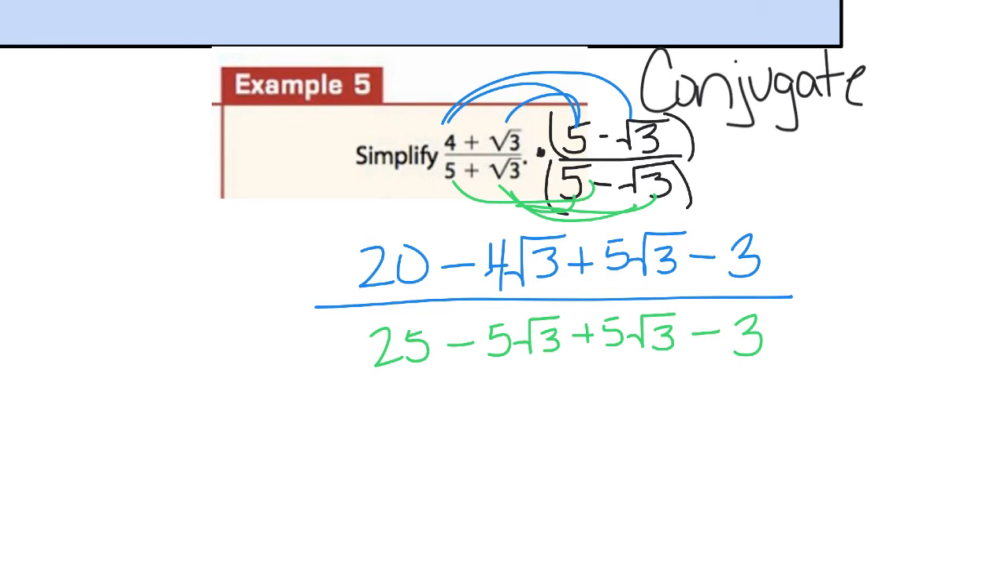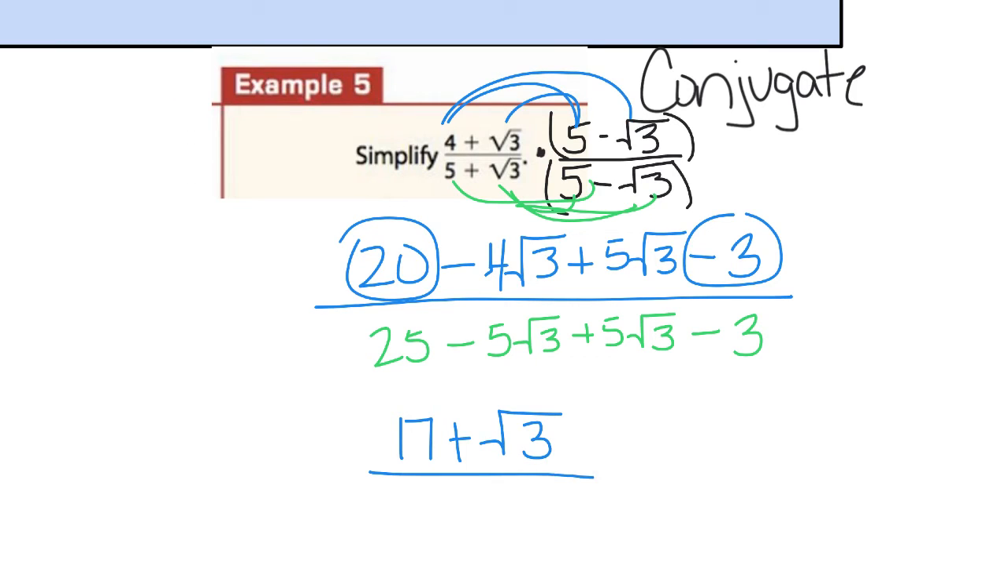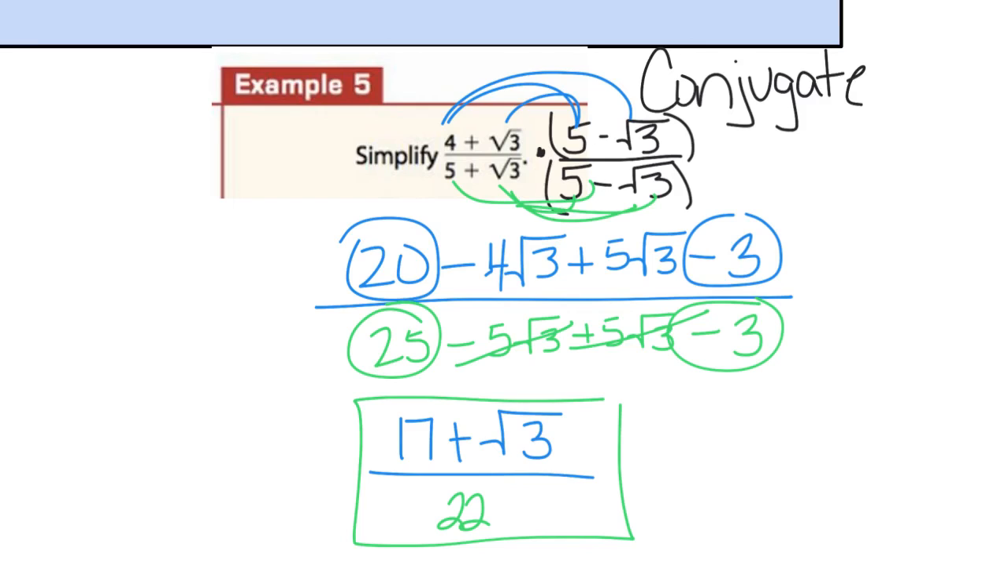So look at what happens when we begin to combine stuff. Let's look at the numerator. We've got 20 and negative 3. That leaves me with 17. We have negative 4 square root of 3 and 5 square root of 3. That leaves me with a positive 1 square root of 3. Over, look at the bottom. This negative 5 square root of 3 and this positive 5 square root of 3 cancel out. And 25 minus 3 is 22. Okay? So that is as simple as we can make it. So that's exactly what we're going to leave, with no radical in the denominator, okay?